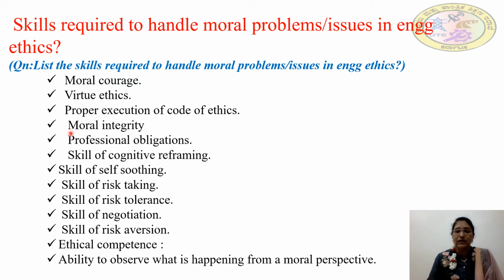It is listed here. These are all moral values that we studied in the previous chapter, and with that some extra statements are added here. Let us take them one by one. First, moral courage. Next, virtue ethics, proper execution of code of ethics. Code of ethics means rules and regulations made for the engineering field, engineering profession. Moral integrity, we only just studied. Professional obligations, obligations meaning responsibilities, commitment.